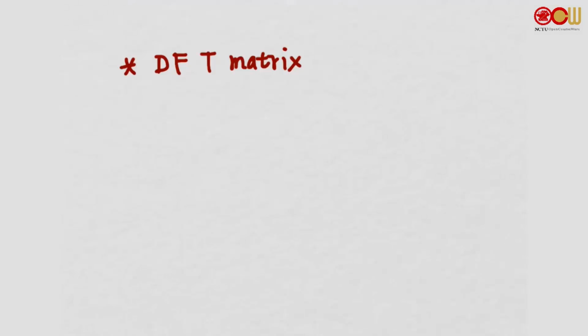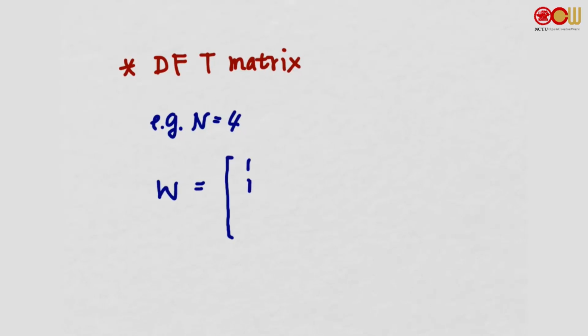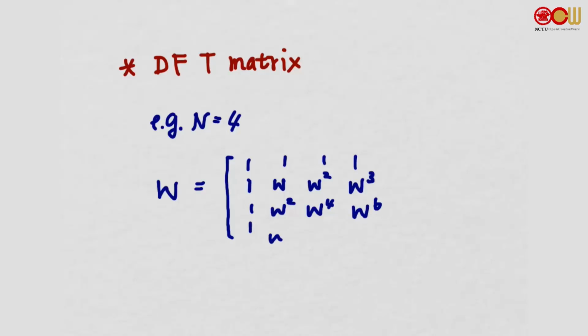Now let's look at the DFT matrix more closely. For example, n equal to 4, then we have a 4 by 4 DFT matrix. And this is what a 4 by 4 DFT matrix looks like. 1, 1, 1, 1, then 1, W, W squared, W raised to the power of 3, then 1, W squared, W4, W6, then 1, W cubed, W6, and W9.